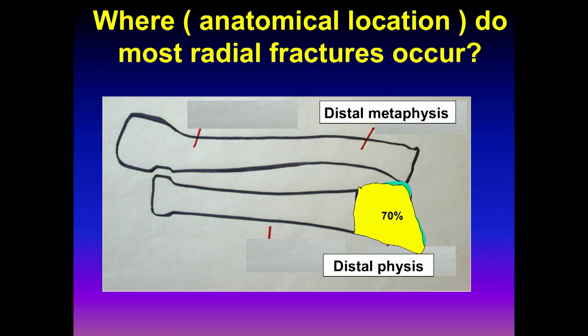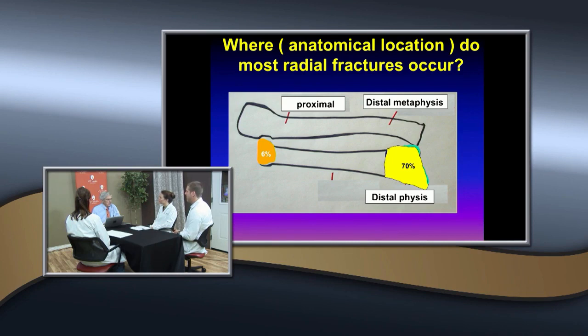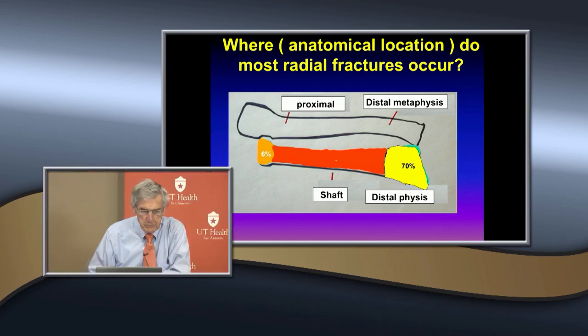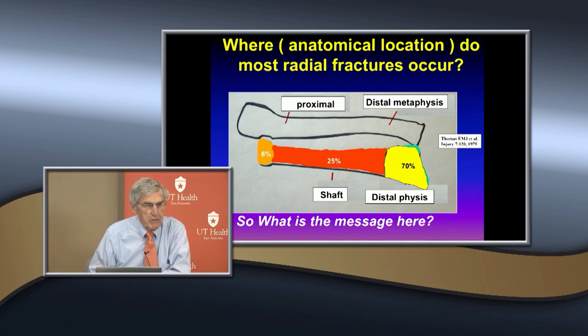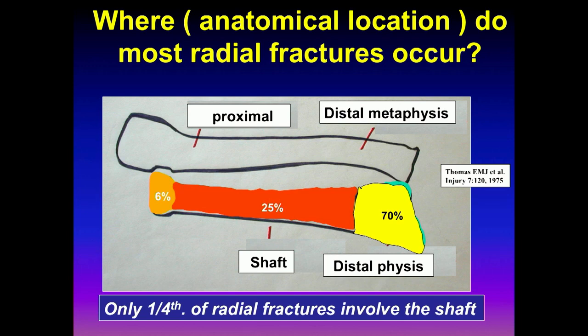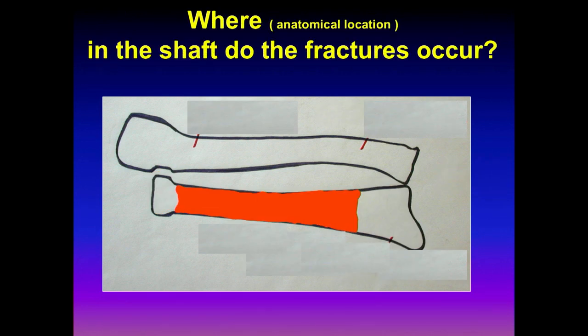And proximal, how often do you see fractures in children? It's pretty rare, really. About 6%. It's pretty rare to see proximal fractures, and we'll have a whole discussion on that. So that leaves us the shaft. The message here is only about 25% of the fractures involving the radius and ulna occur in the shaft. And that's because it's diaphyseal bone, and it's a little bit stronger and resists some of the tension forces.